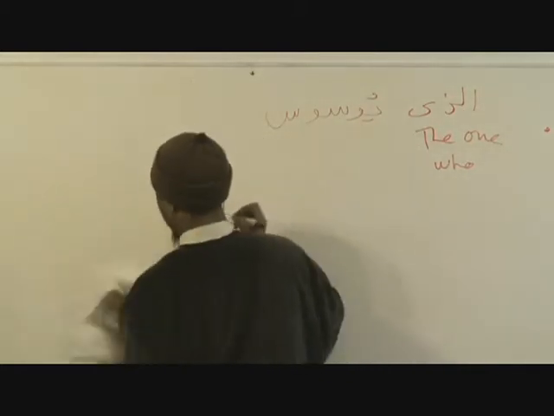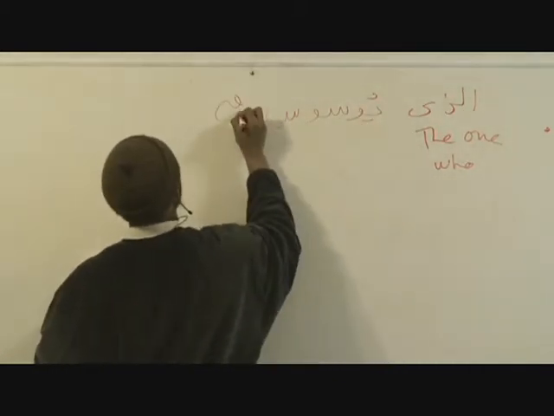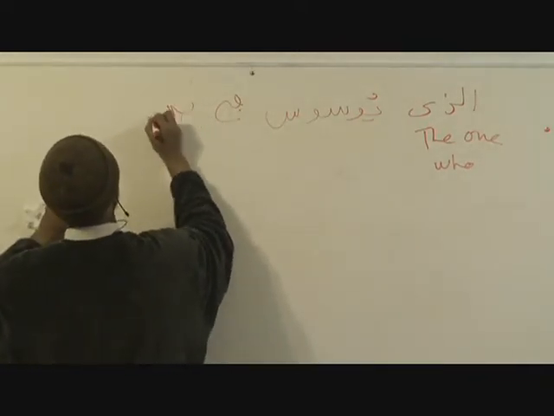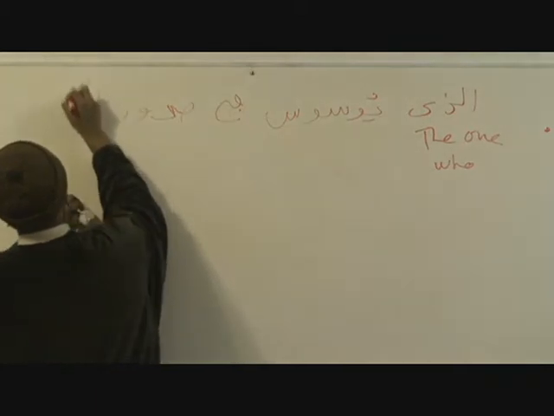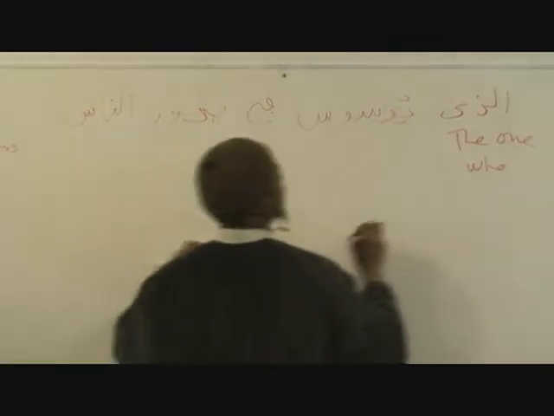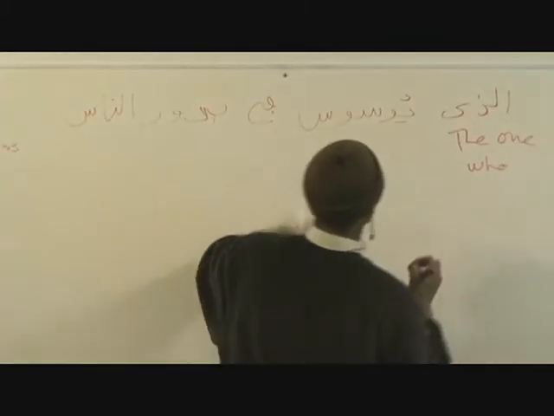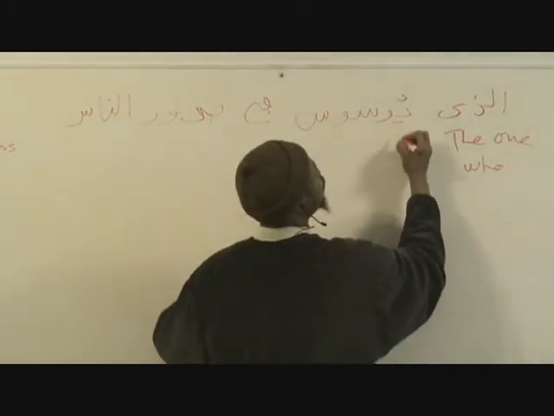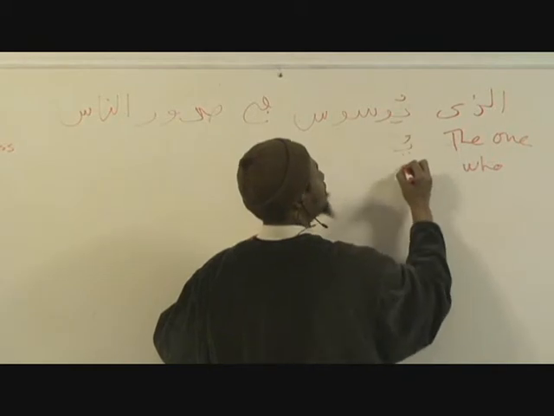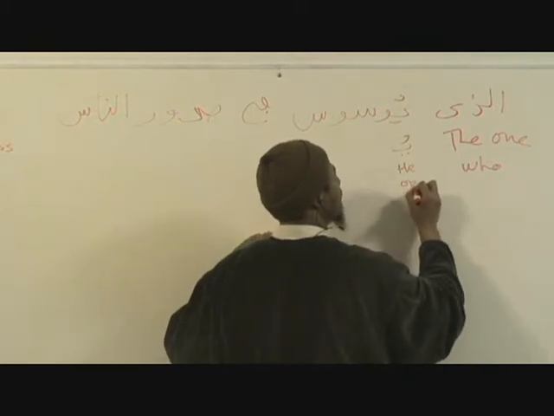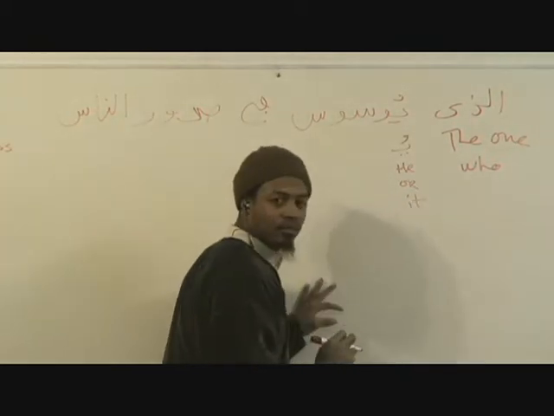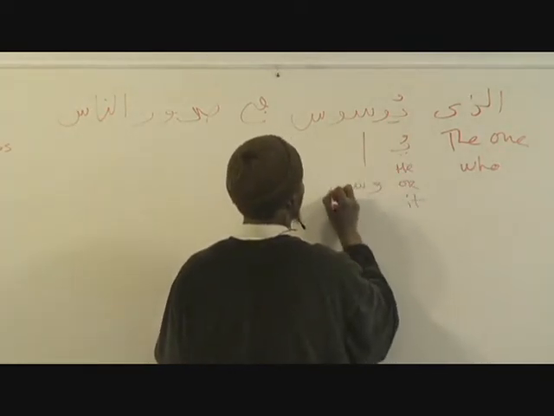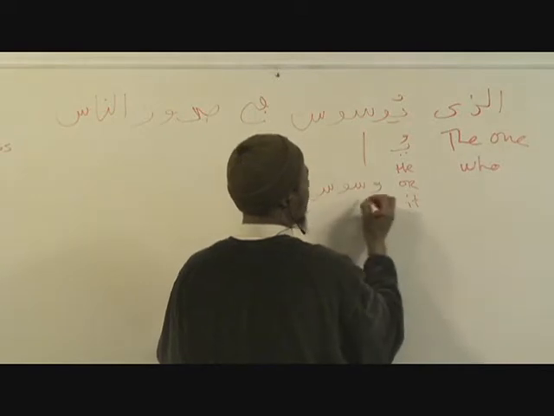Yuwaswisu is, oh, I'm sorry. Fi. Okay. Here yuwaswisu. There's a four-letter root right here. So the ya in front of the word means he or it. Okay? He or it. The rest of the word is wisu, is again from the same root of whisperer.